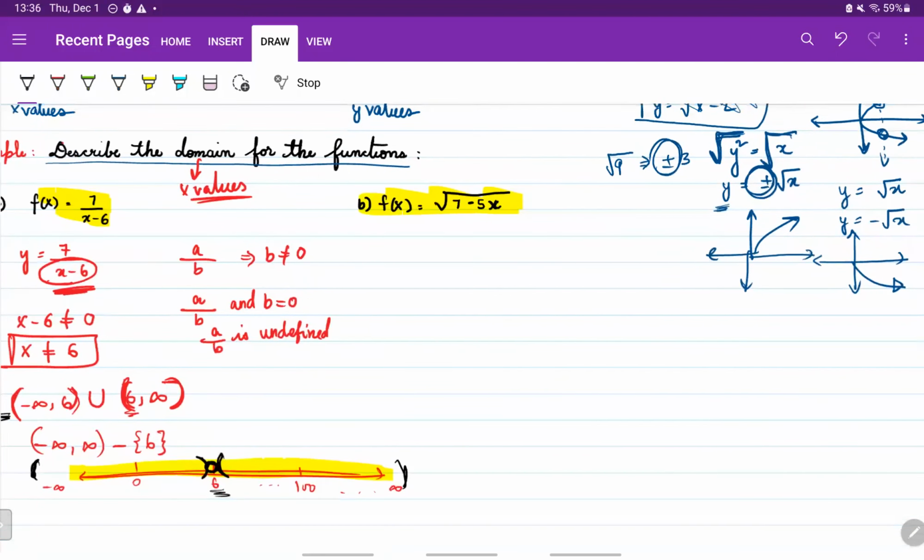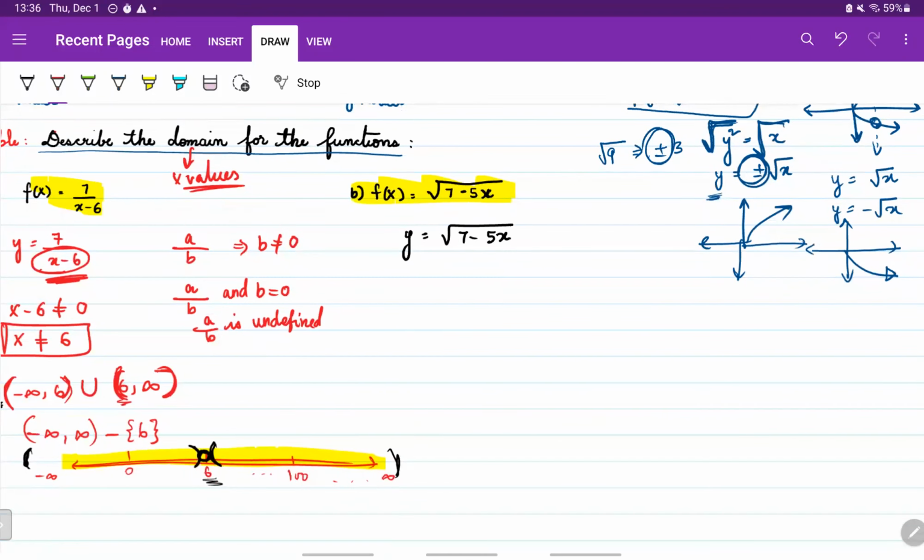In the second bit here, we have y equals square root of 7 minus 5x. As we know, under the square root, for this to be a real value, we should have 7 minus 5x always greater than or equal to 0. That means negative 5x is greater than or equal to negative 7, subtracting 7 on both sides. And now we want to divide both sides by negative 5.